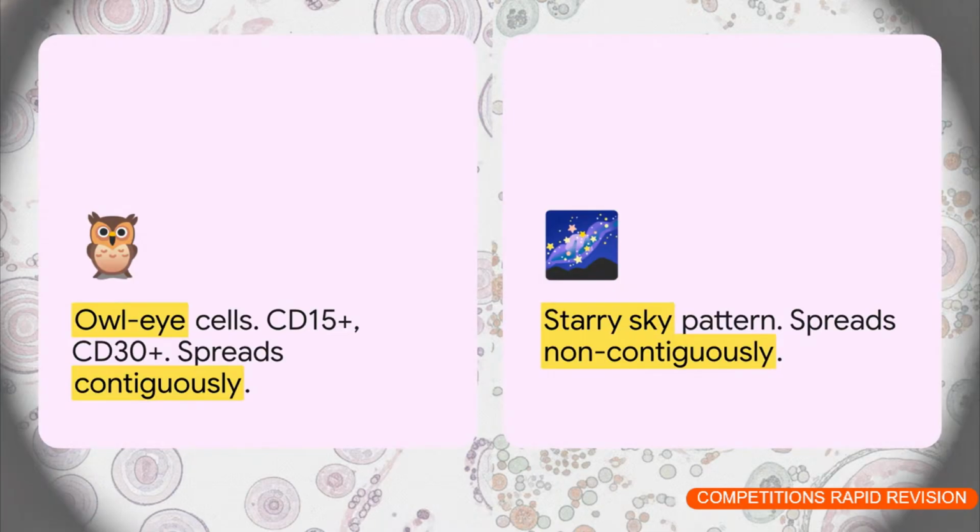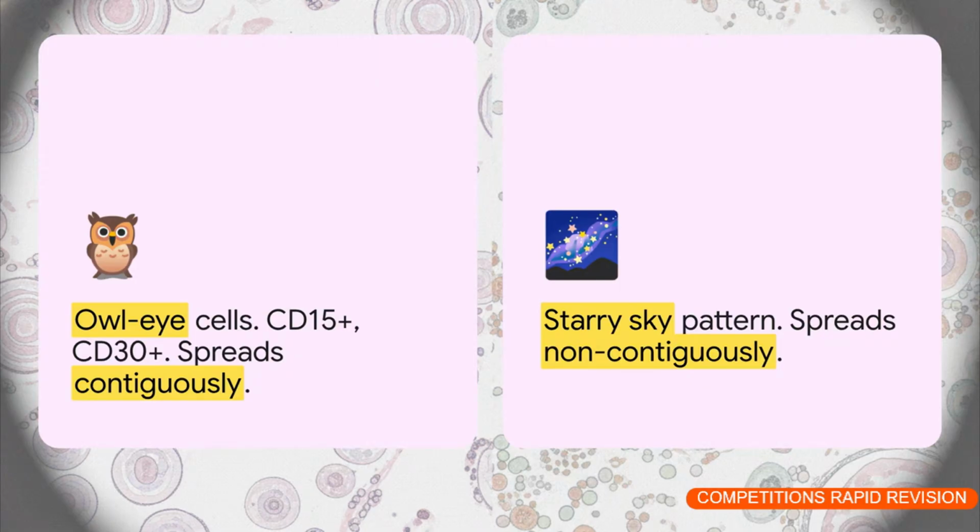Now, examiners love, and I mean love, testing your ability to differentiate Hodgkin from non-Hodgkin lymphoma based on patterns. Hodgkin lymphoma has a very specific pathognomonic visual marker, the owl eye Reed-Sternberg cell. You'll see it stain positive for CD15 and CD30. It also spreads contiguously, meaning predictably, marching from one lymph node directly to the next. It also has a classic bimodal age distribution.